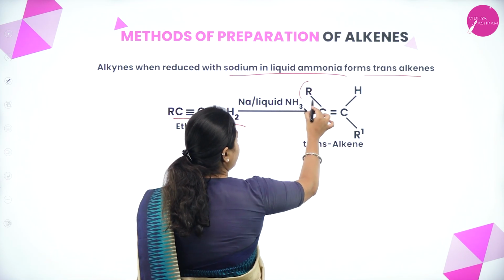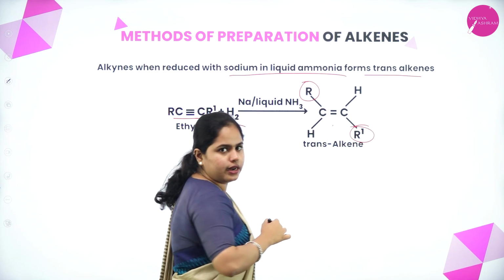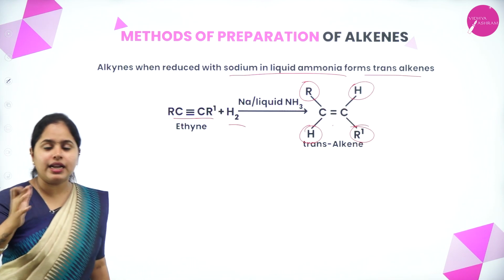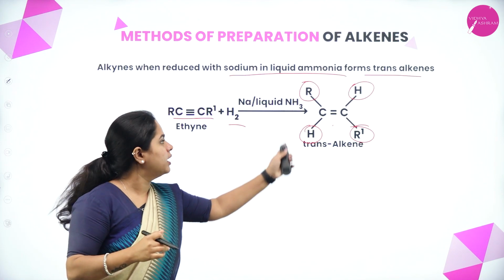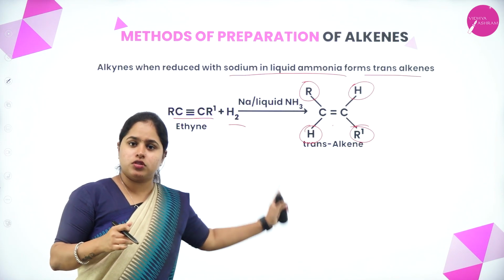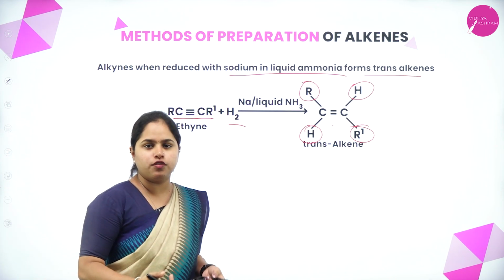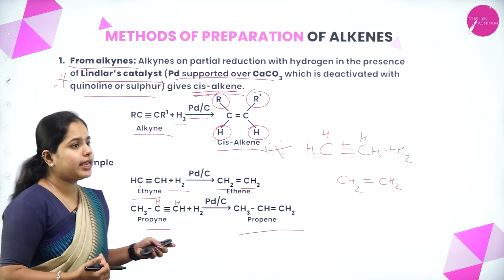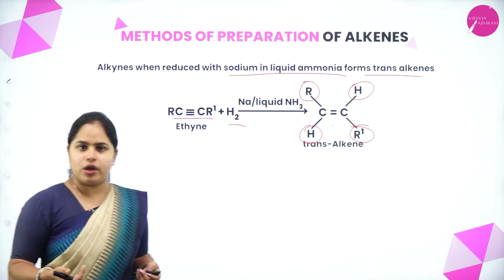Trans alkene means one alkyl group is here, the other alkyl group is present on the opposite side, right? And one hydrogen here and the other in the opposite direction. So in that case, it is called trans. As you can see, here it is present on the same side. Here it is on the opposite side. So this is called trans alkene. So how can you obtain trans alkene? By addition of hydrogen in presence of sodium in liquid ammonia. And the cis alkene is obtained by hydrogenation in the presence of Lindlar's catalyst. So I hope that is clear.